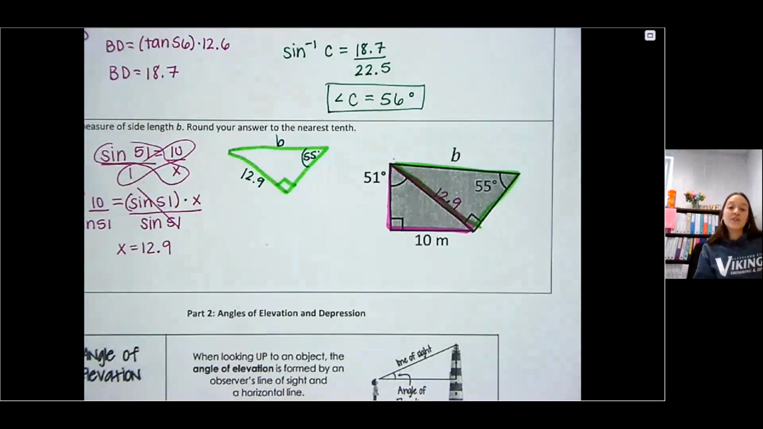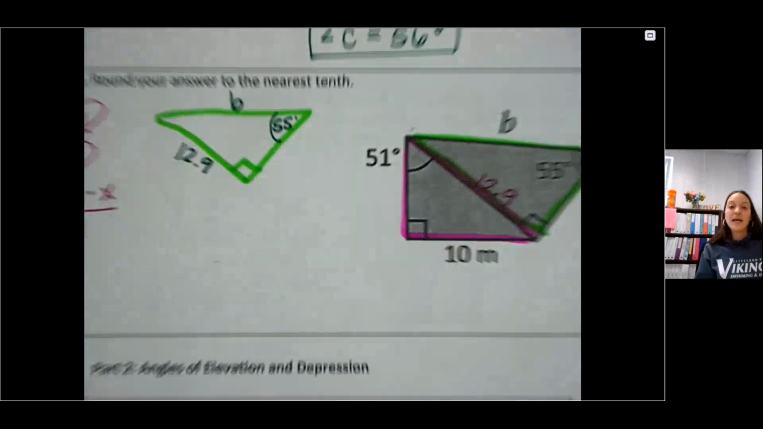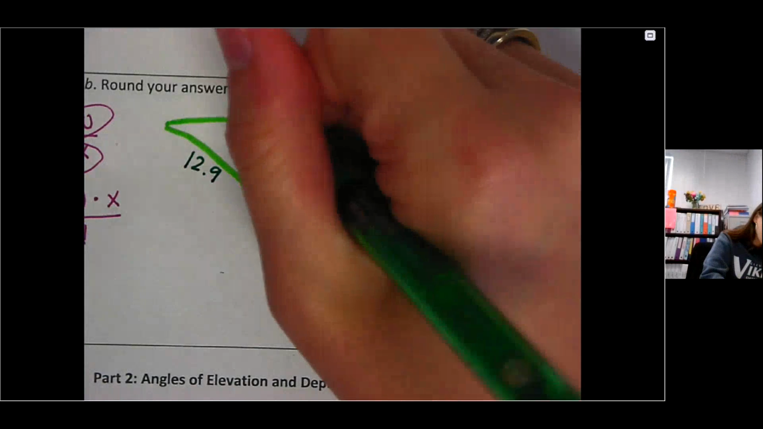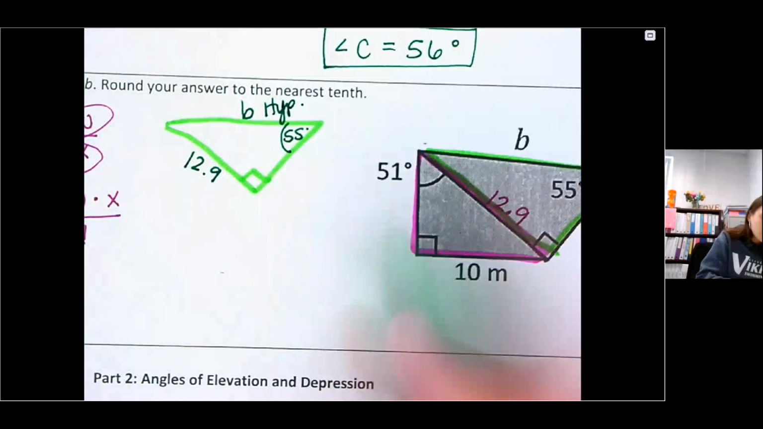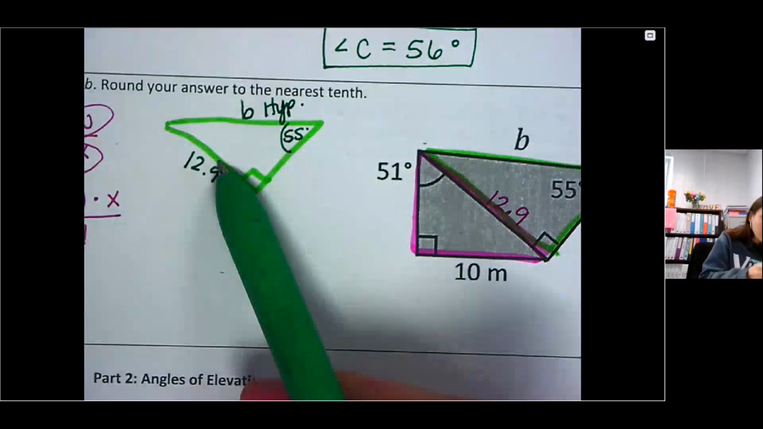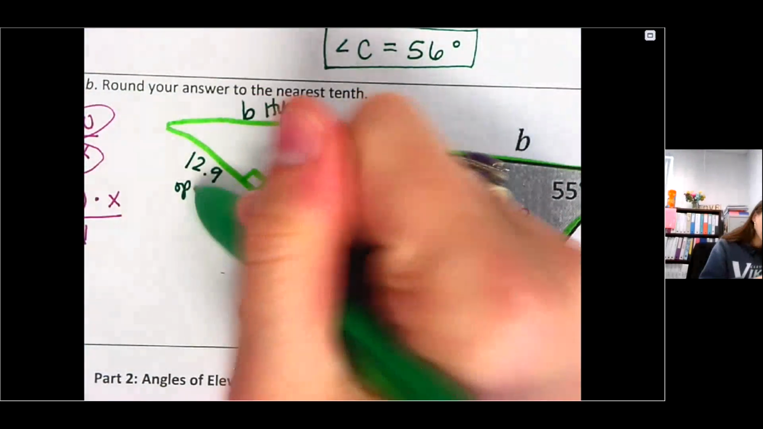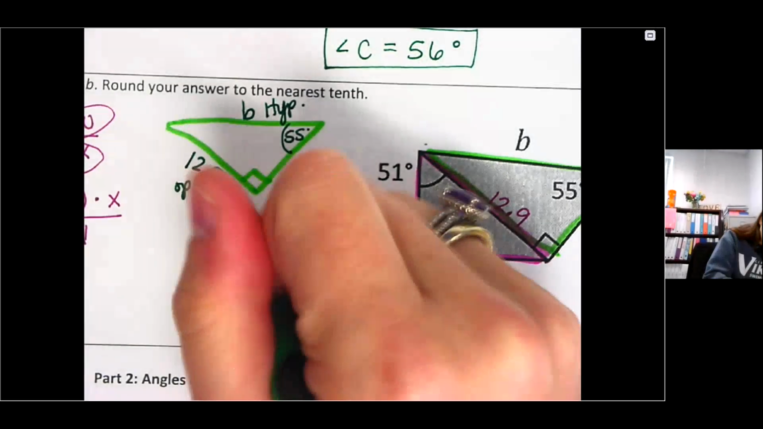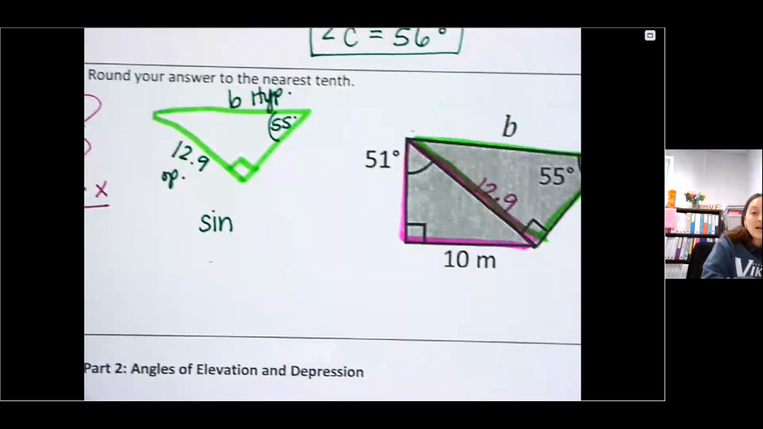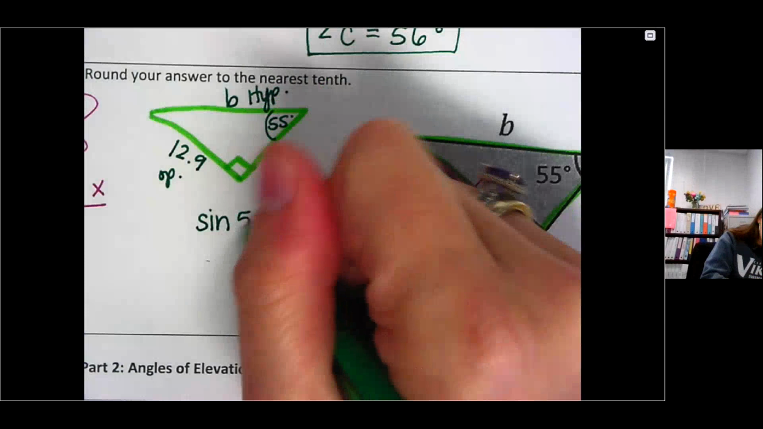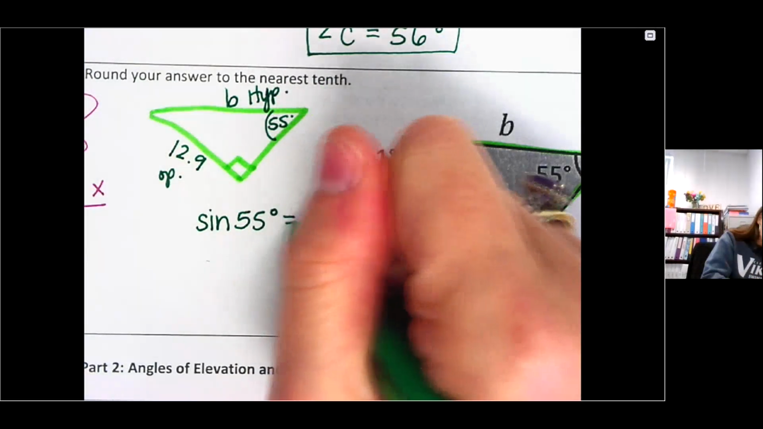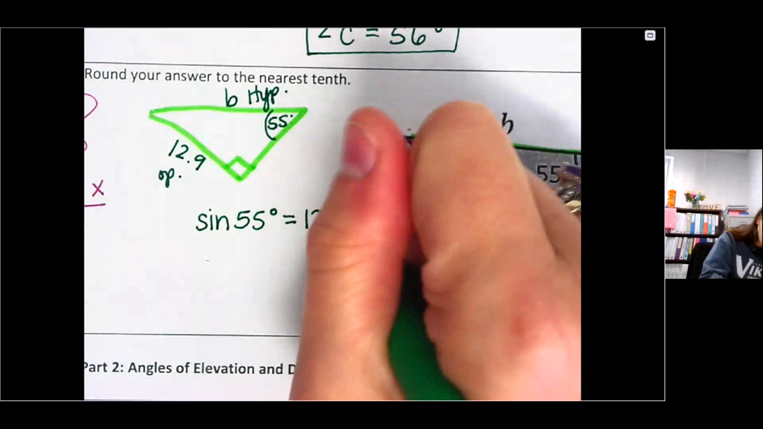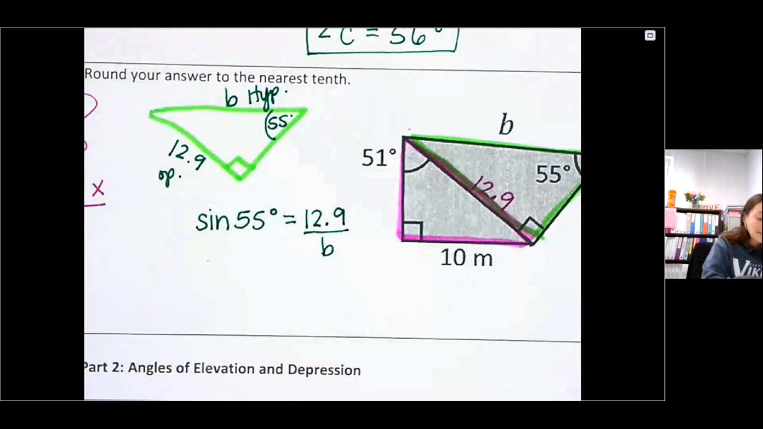Okay, and now we're finding another side length this time. So again, I do the same thing. My hypotenuse is across from the 90, so that's the B. And then the 12.9 is across from the 55, so this is opposite. Opposite and hypotenuse, again, is going to be the sine. And so I write it as sine of my reference angle. So sine of 55 equals opposite over hypotenuse, which is 12.9 over B.